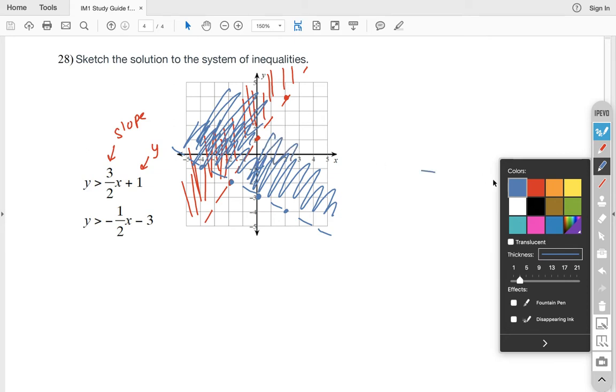All right, and then the answer is going to be, let's do it in yellow this time, is where it intersects, where both colors are matching. All right, that's the answer for 28.